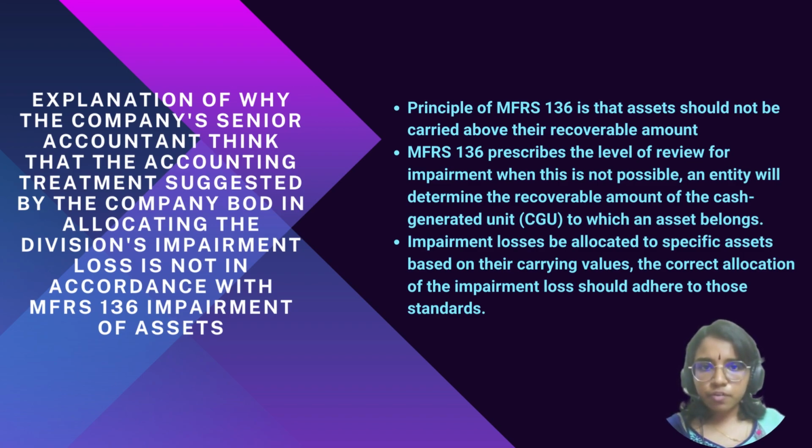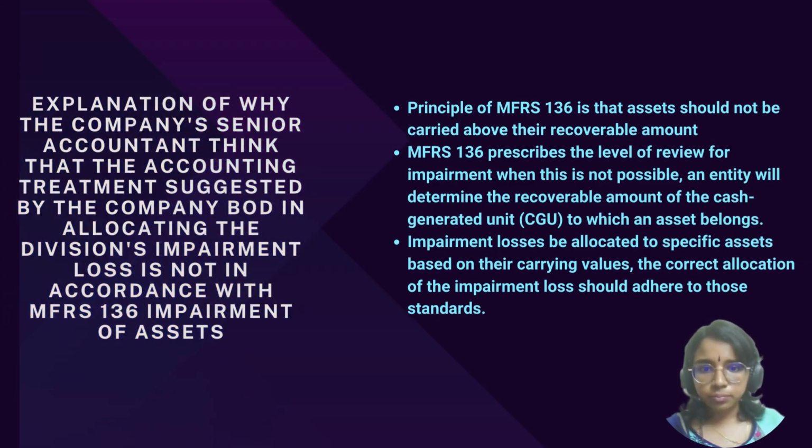So the overall principle of MFRS 136 is that assets should not be carried above their recoverable amount. MFRS 136 also prescribes that an entity will determine the recoverable amount of the cash generating unit, which is CGU, to which an asset belongs. According to MFRS 136, impairment losses are not allocated to specific assets based on their carrying values alone. If the CGU's recoverable amount is less than the entire carrying amount of the assets, including goodwill, the impairment loss should be prorated to the carrying amounts of the individual assets.